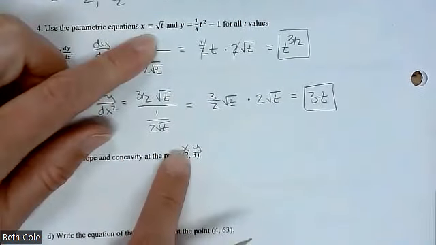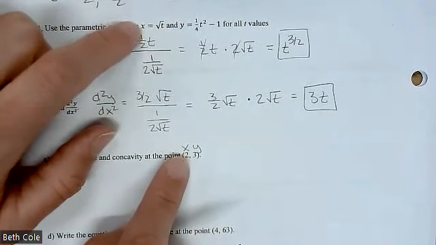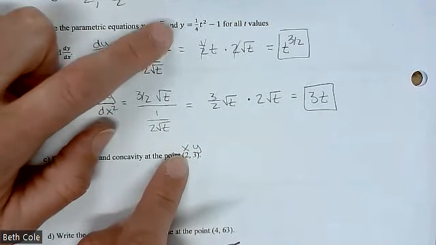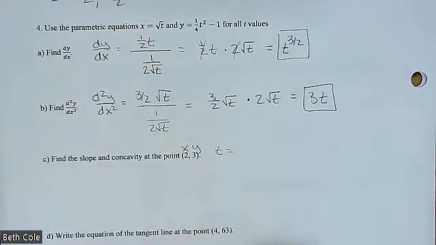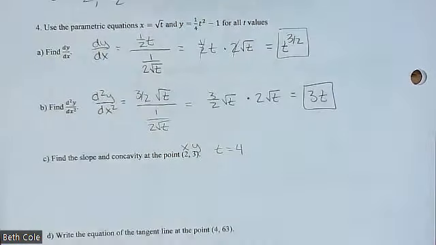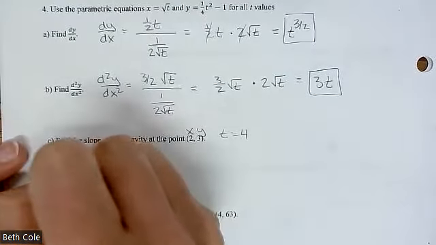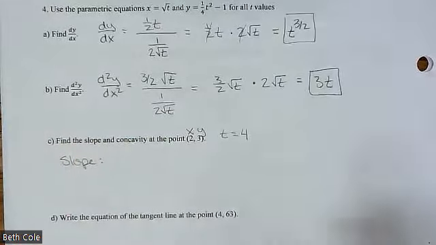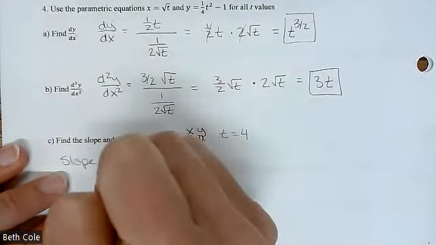Okay, so x is 2. What would t be? What's our parameter? If x is 2, what is t? Which would be 4. The square root of 4 would give you 2. So our parameter is 4. All right, so slope, that's going to be first derivative. That's this one right here. So it's 4 to the power 3 halves.